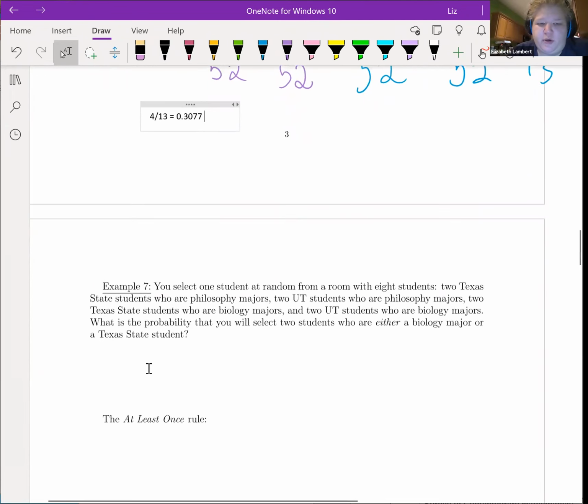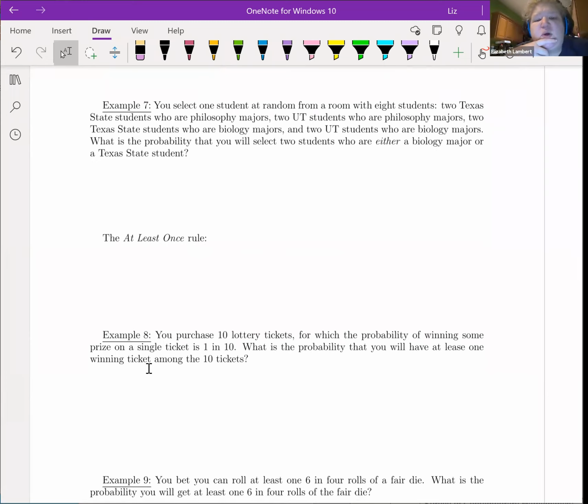Now, a little more peculiar. You select 1 student at random from a room with 8 students. And then they give us the makeup of the students. We've got Texas State philosophy majors, UT philosophy majors, Texas State bio majors, UT bio majors. What is the probability that you will select 2 students who are either a biology major or a Texas State student? So this is going to use the same thing we were just using. Probability 1, probability the other, minus the double count. So of bio or Texas State.